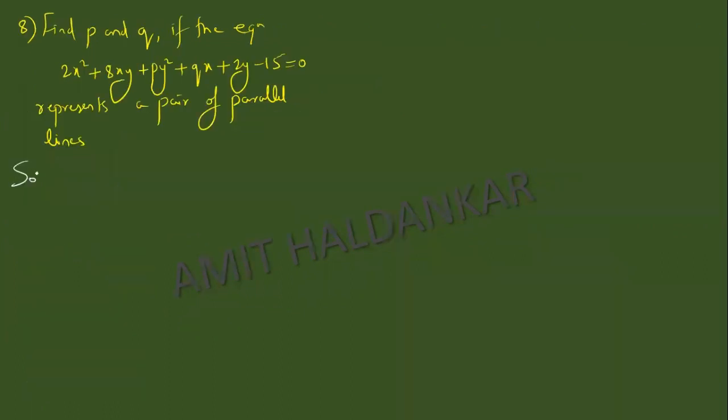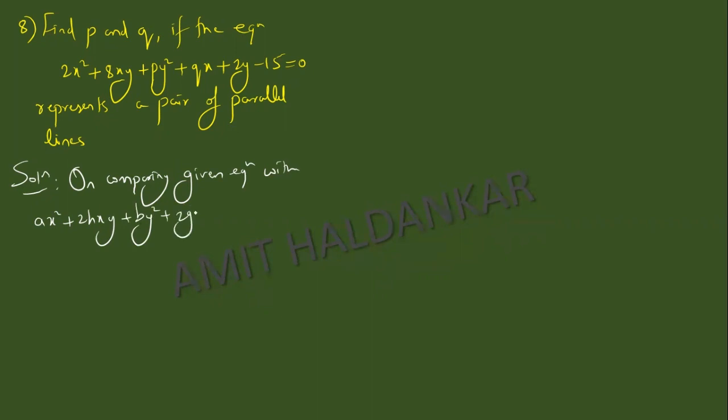Let's come to question number 8. Find p and q if the equation so and so represents a pair of parallel lines. Now on comparing the given equation with ax square plus 2hxy plus by square plus 2gx plus 2fy plus c is equal to 0.